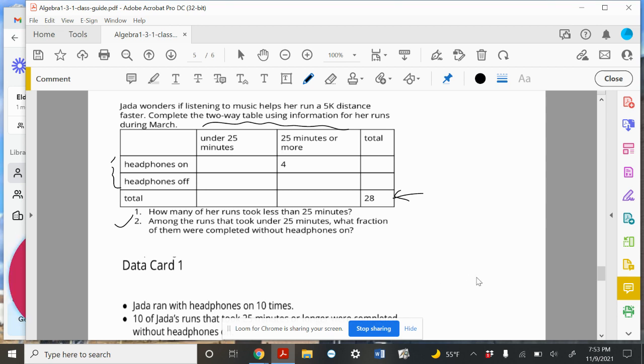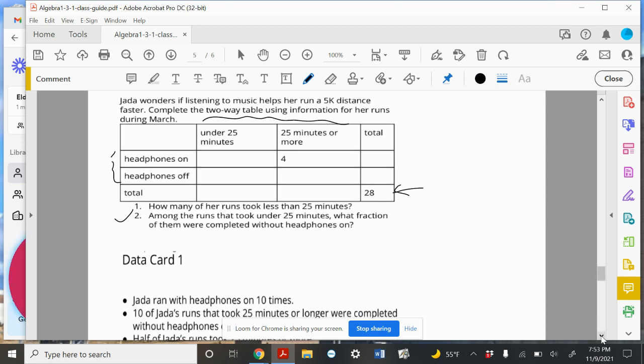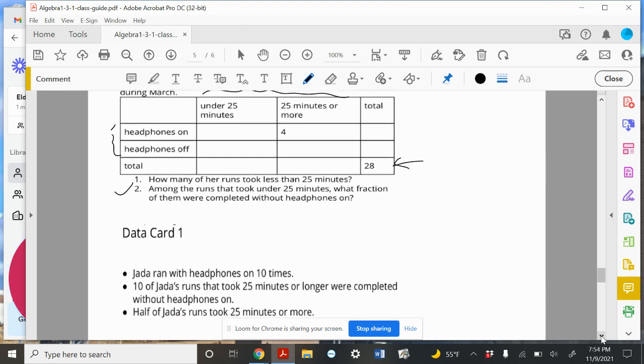So we know that Jada ran with her headphones on 10 times. Okay, that's just a total. It doesn't say under 25 or more than 25. We just know that she ran a total of 10 times. So therefore, under 25 has to be 6, because 6 plus 4 has to equal 10. So now we have that information. Then we can see here that 10 plus whatever this number is has to be 28. So therefore, that has to be 18. So notice that we can start filling in data without even having to look at any more of the information that we have here.